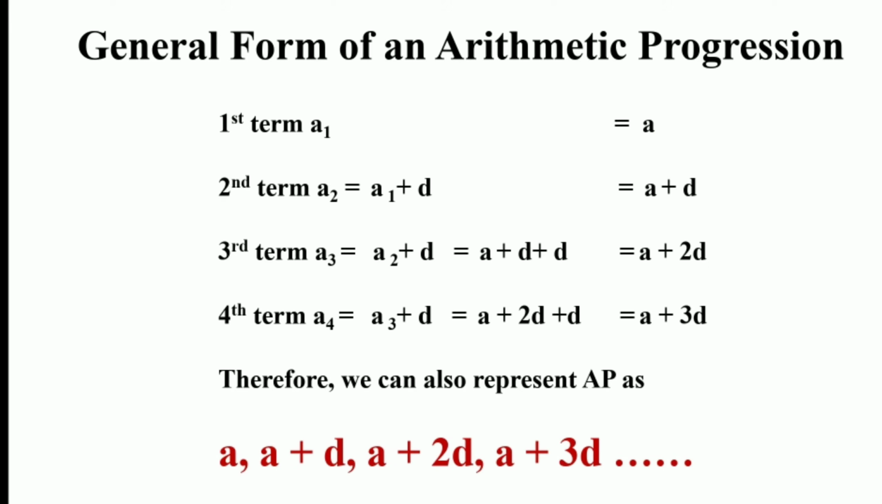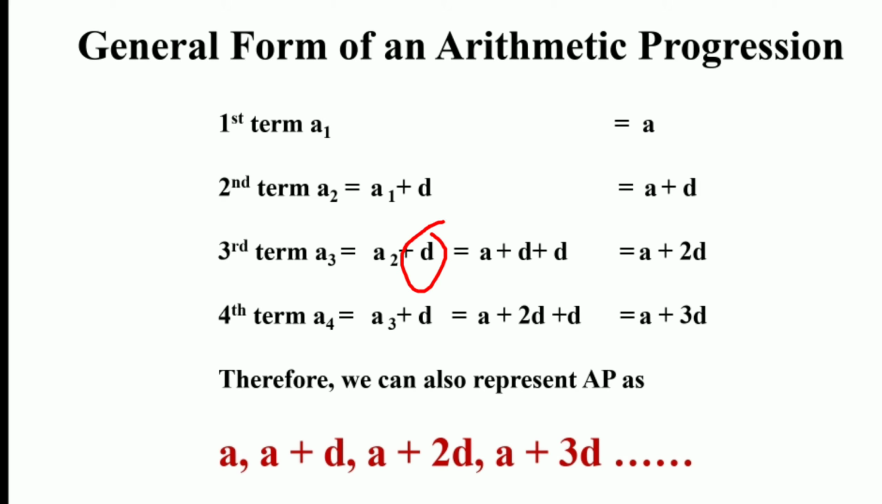Now let us consider the general form of an arithmetic progression. Say the terms a1, a2, a3 up to an are in arithmetic progression. If the first term is a and its common difference is d, then the terms can be expressed as follows. The first term a1 is equal to a. Now add a number, that is d, for the common difference. We get a1 plus d, that is the second term a2, which is equal to a1 plus d. Here a1 is a, so a2 is equal to a plus d.